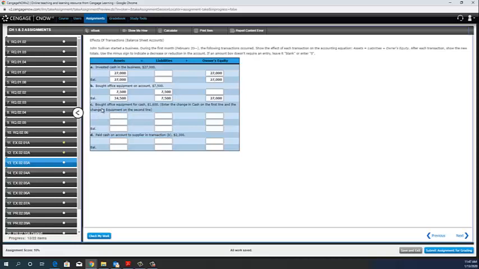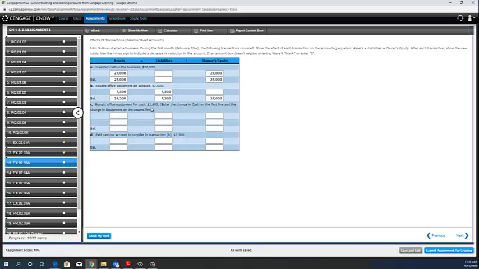In transaction C, we bought office equipment for cash of $1,600. Okay, so it says enter the change in cash on the first line and the change in equipment on the second line, and I'll tell you what that means. First, let's look and figure out the two accounts that were affected in this transaction. First, we got more office equipment, just as we did in B, because we bought office equipment, and we know office equipment is an asset. So we are going to increase our assets for $1,600.